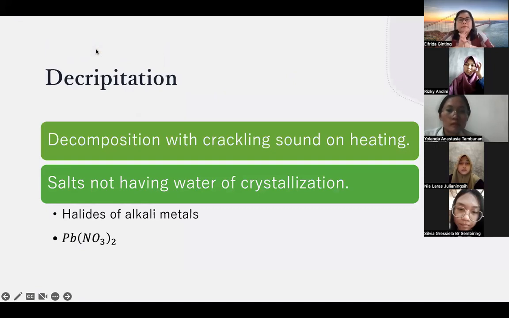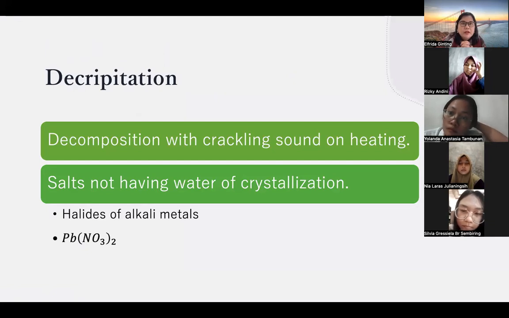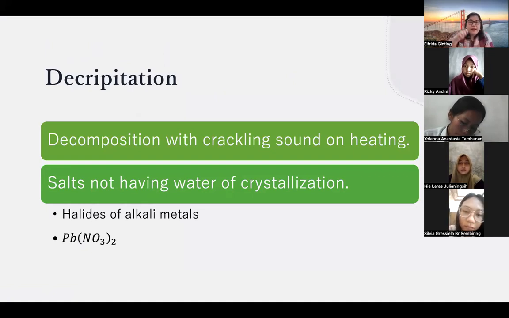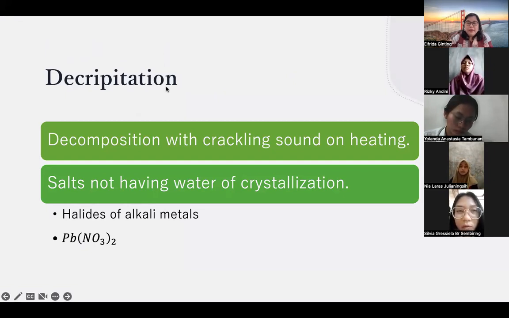Now, next is decrepitation. Decrepitation is a decomposition of the material, and usually you can hear a crackling sound. For example, you have a material and you heat it, and when you heat it, it will produce a sound. How can you do this testing? You can do this testing with a salt that doesn't have water, so it's a pure salt.